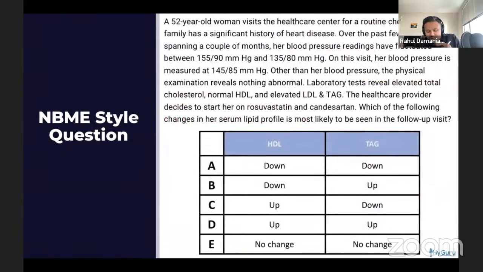All right, let's go ahead and go into our next question. Which of the following changes in her serum lipid profile is most likely to be seen in the follow-up visit? A 52-year-old woman visits the healthcare center for a routine checkup. Her family has a significant history of heart disease. Over the past few visits spanning a couple months, her blood pressure readings have fluctuated between 155/90 and 135/80. On this visit, her blood pressure is measured at 145/85. Other than her blood pressure, the physical exam reveals nothing abnormal. Laboratory tests reveal elevated total cholesterol, normal HDL, and elevated LDL and triglycerides. The healthcare provider decides to start her on rosuvastatin and candesartan. Which of the following changes in her serum lipid profile is most likely to be seen in the follow-up visit? Let's go ahead and go through this arrow question. I'll give you some time to put your answer into the chat box.